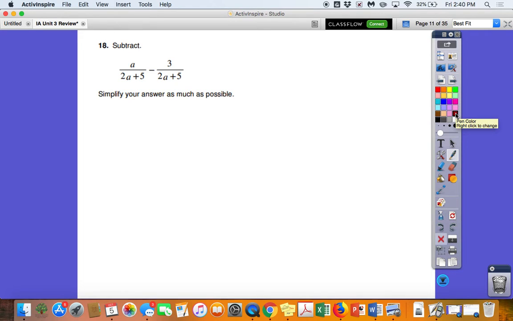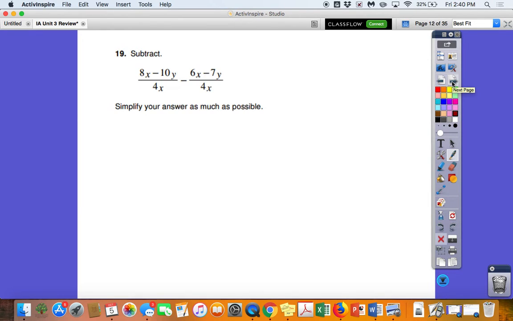Like if you look at this thing and it says subtract, I would look at that 2a plus 5 just to double check it. Can you factor that? No, you can't. But the denominators are already alike. Since the denominators are the same, you can just go ahead and put it together. So that means in the top I have a minus 3. I didn't have to alter anything because the denominators were already the same. There is nothing you can do to factor and reduce, so you're done.